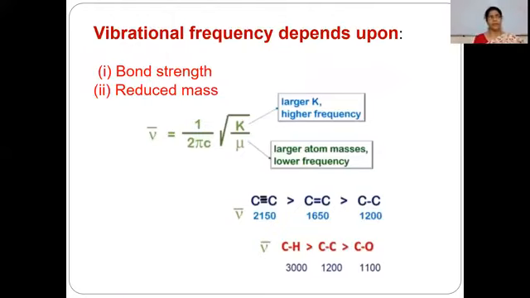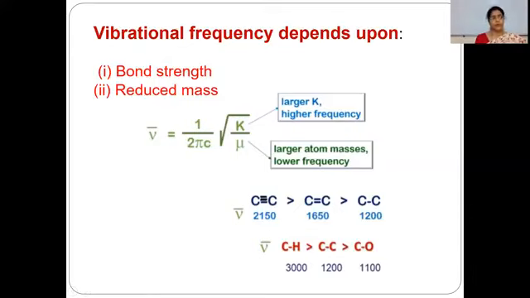Vibrational frequency depends upon two parameters: bond strength, which is related with K, the force constant, and reduced mass, which is mu. Here you can see vibrational frequency is directly proportional to under root K and inversely proportional to under root mu. The larger the value of K, the force constant, the greater the bond strength.